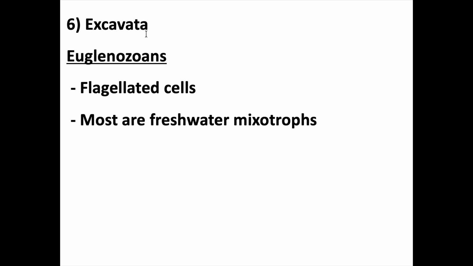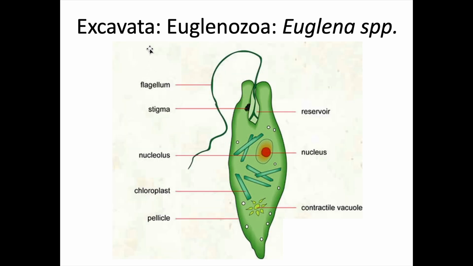One more group of excavata here, euglenozoans. Euglenozoans have flagella, and they are freshwater mixotrophs. Finally, here at the end, I told you we would see a mixotroph. So yeah, here's a typical euglenozoan swimming around in the water using its flagellum, bringing bacteria that it eats into this reservoir, which is basically a mouth where it can eat the stuff and absorb nutrients. But in addition to that, chloroplast, it's doing photosynthesis. So exactly what I described a mixotroph would be doing.